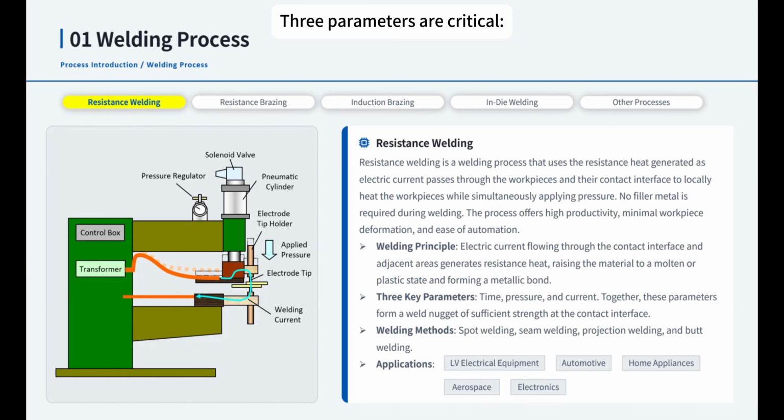3 parameters are critical: welding time, welding current, and applied pressure. They must be carefully balanced to produce a weld nugget with sufficient strength at the joint interface. Common methods include spot welding, seam welding, projection welding, and resistance spot welding. The process requires no filler metal, supports high production rate, causes minimum workpiece deformation, and is well suited to automation. For these reasons, resistance welding is widely used in low-voltage electrical equipment, automotive manufacturing, home appliances, aerospace, and electronics.